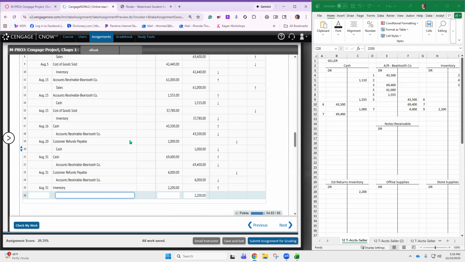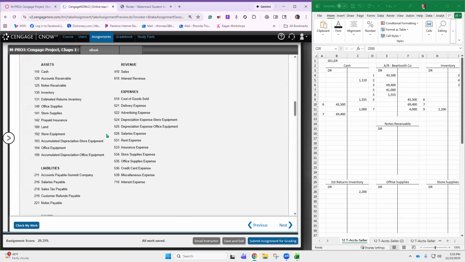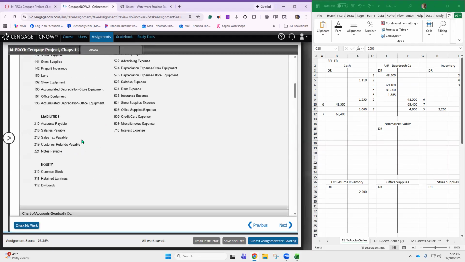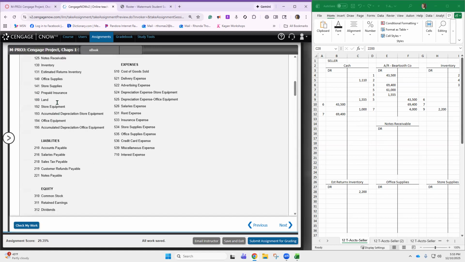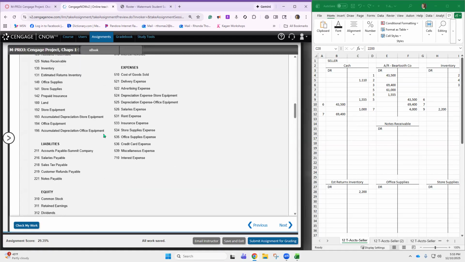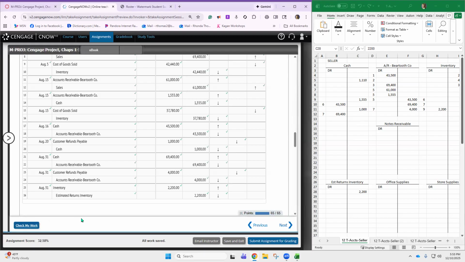So we're going to credit estimated returns inventory, and this is the seller. So we want to make sure we're looking at the seller's chart of accounts. So estimated returns inventory actually is an asset. So we're going to use that title as the last line on 26 for that. Okay, let's see what happens. Hey, we got our green checkies.